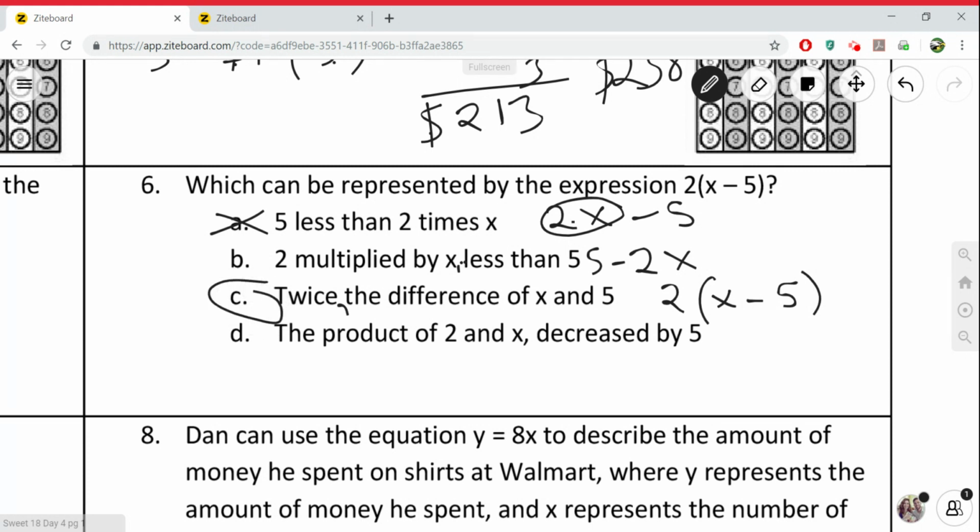The last one says the product of 2 and x, that's 2 and x multiplied, decreased by 5, so that would be minus 5. So that's not it either. The answer is C.